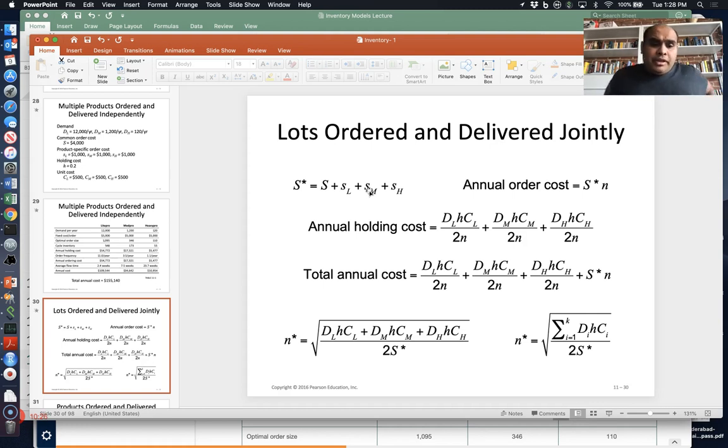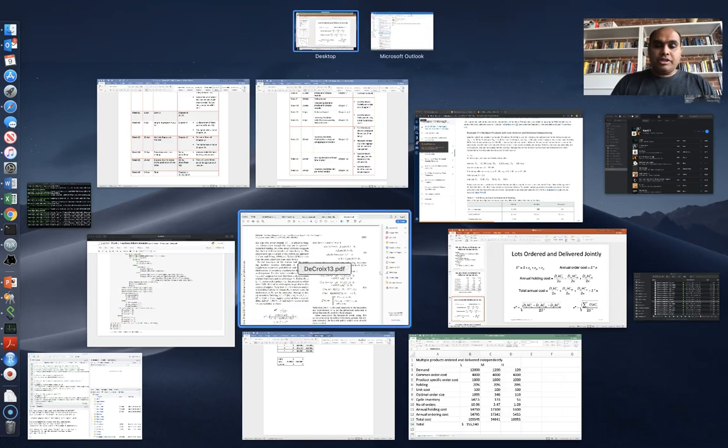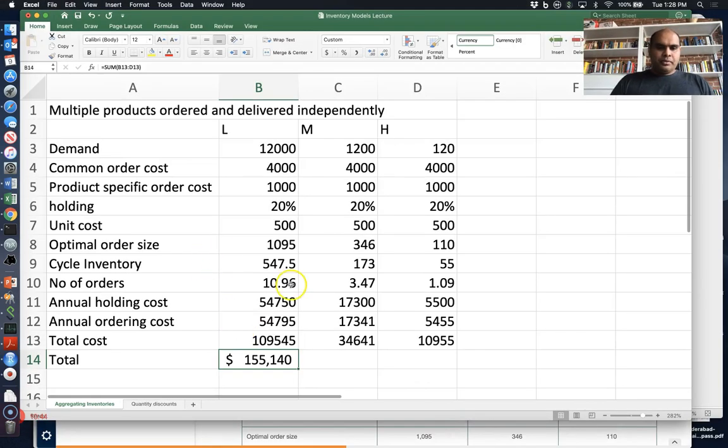So how do we calculate that? We can calculate that using the frequency. We can calculate the frequency, and then using that, we can calculate the value of Q. So if they are ordered and delivered jointly, this is the other end of the spectrum where you're ordering everything at once and you're doing everything together, right?